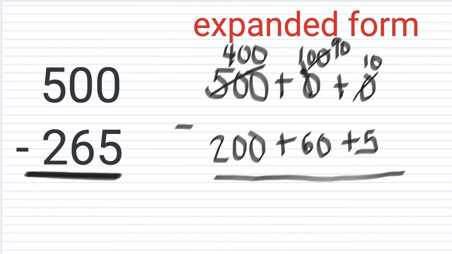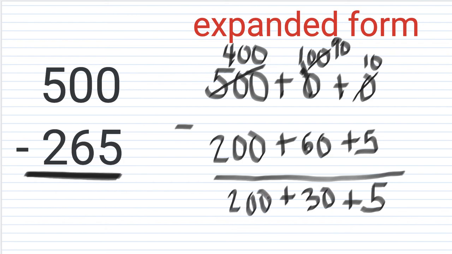So therefore, we can subtract now. Let's do it. 10 minus 5, that gives you 5. 90 minus 60, that gives you 30. 400 minus 200, that gives you 200. So therefore, if you add now 200 plus 30 plus 5, the answer would be 235. So therefore, 500 minus 265, the answer is 235.